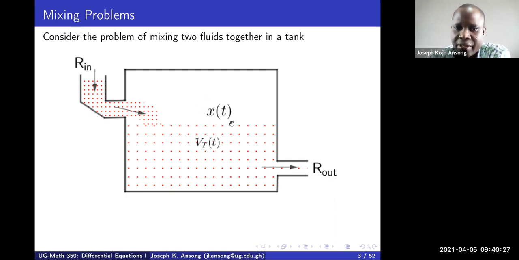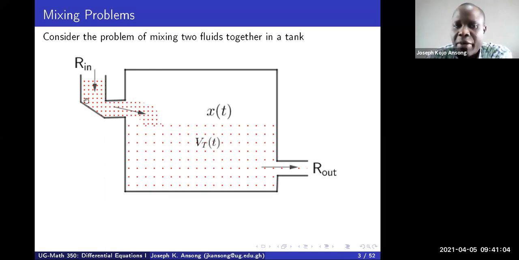The question is, if x of t is the amount of substance at any time t, can you develop a model that tells you the amount of substance in the tank at each time? So that is the setup of the problem. You need to find R in here, which is the input rate, and then R out here is the output rate. V of t represents the volume in the tank.